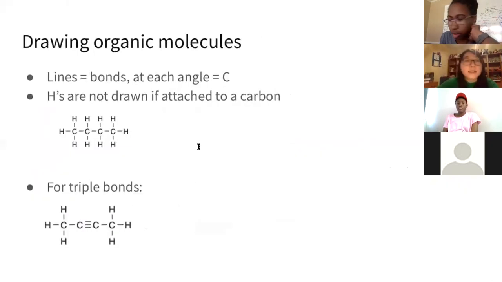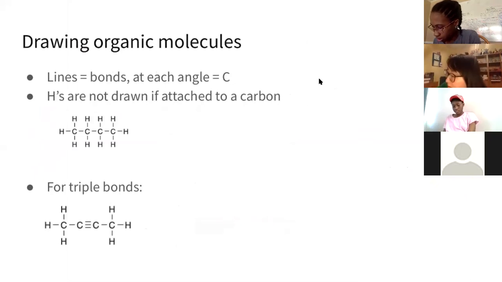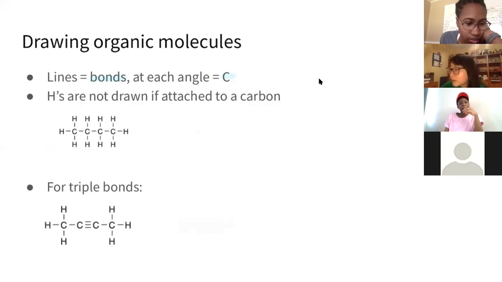And so the last thing we're going to do real quick is draw organic molecules. What you want to remember is that for every bond between carbons, you want to show a line or any other bond, and then at each angle is going to be a carbon. You do not draw the H's if they're attached to a carbon. That probably sounds confusing, so I'm going to go ahead and do an example or two.